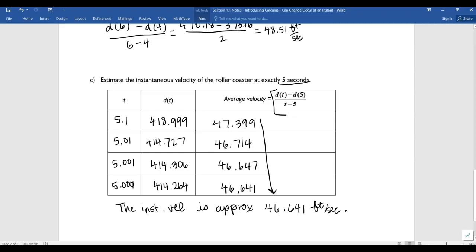All right, so next class, we're going to expand on this idea of getting closer and closer to some value and what that means, and we'll actually get to some of the calculus. This was just a preview.